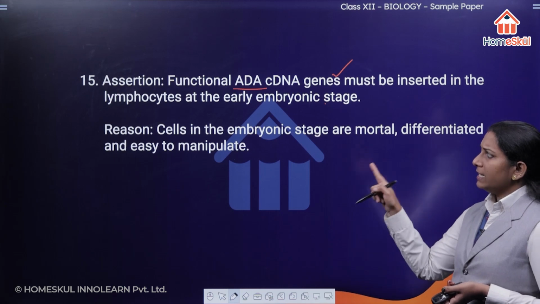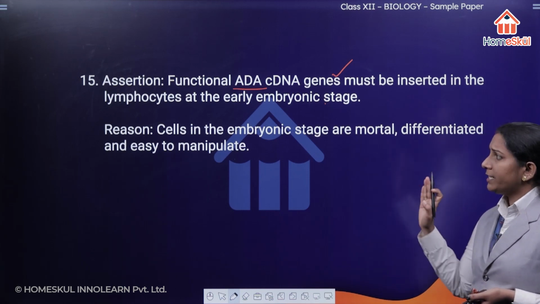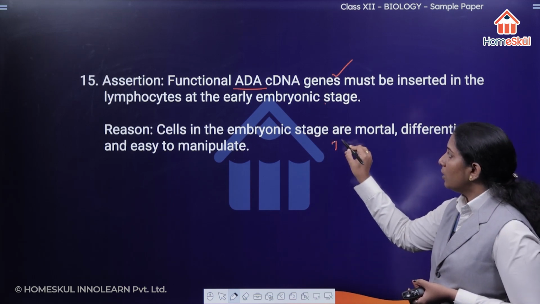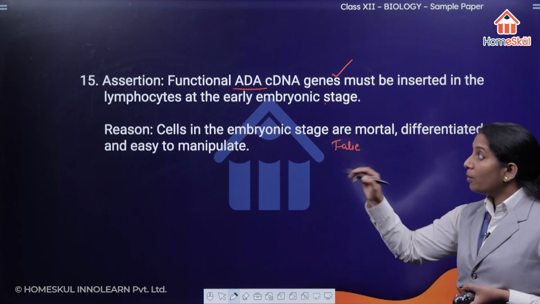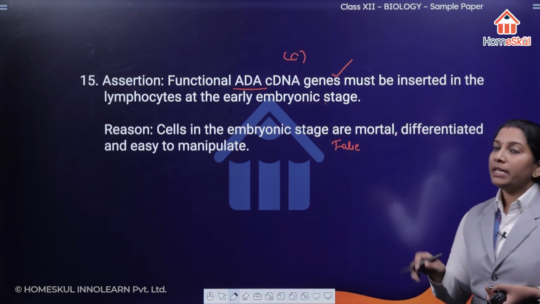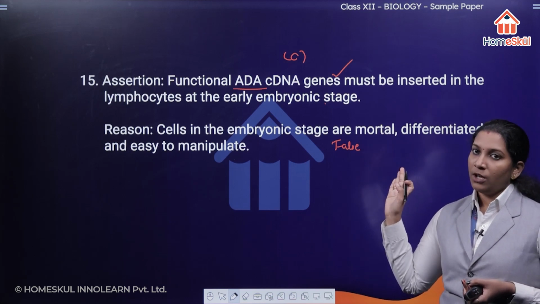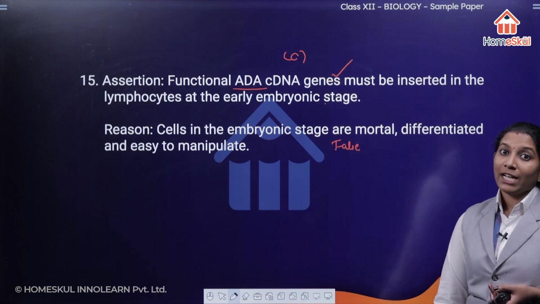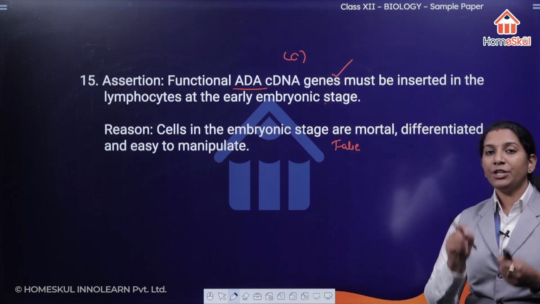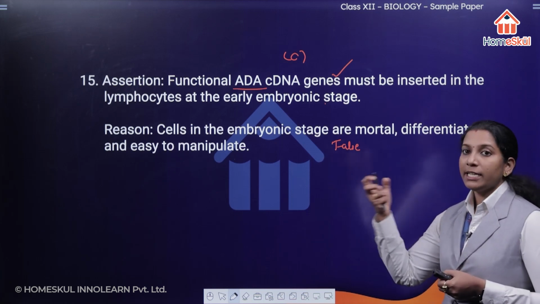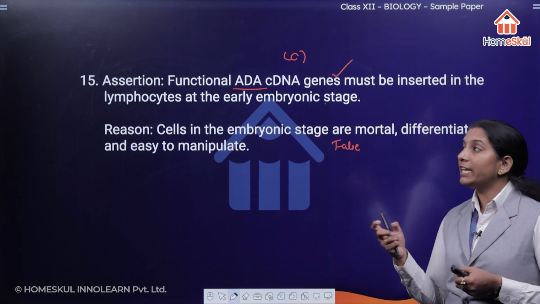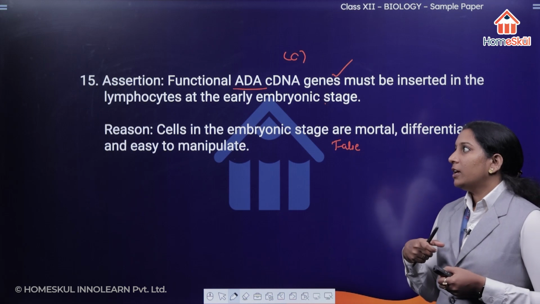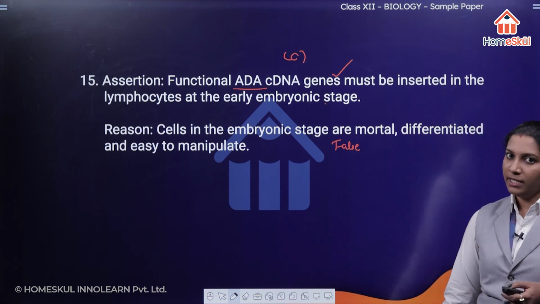And the reason: cells in the embryonic stage are mortal, differentiated and easy to manipulate. This is not at all true, so the statement R is false. You can choose option C as the correct option, because the assertion is true but the reason is false, and it is not the correct explanation for the assertion. The correct explanation is that for the permanent cure, we collect the functional ADA genes from bone marrow and insert them during the early embryonic stages. So here you can choose option C.